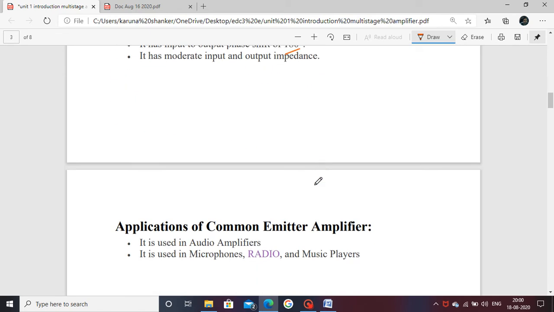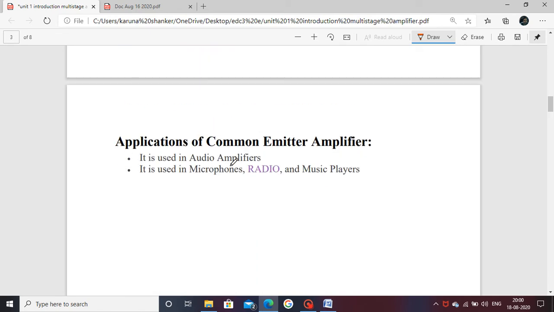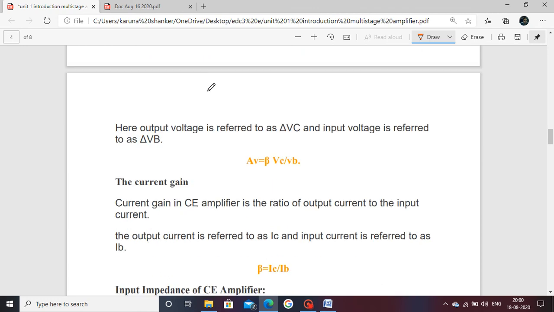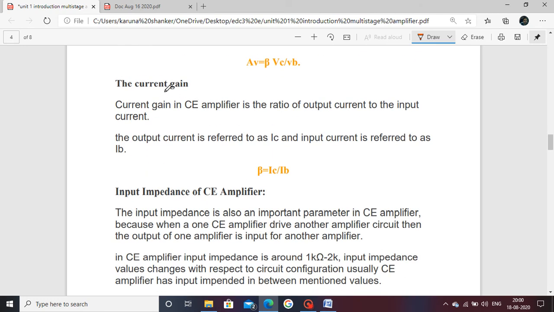Next, move here to the application of common emitter amplifier: audio amplifier, microphone, radio and music player. Here you see the definition. What is the voltage gain? Voltage gain is the ratio of output voltage to input voltage. Next, move to the current gain. Current gain is the ratio of output current to input current.